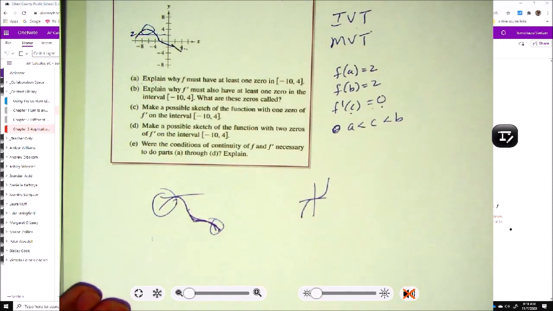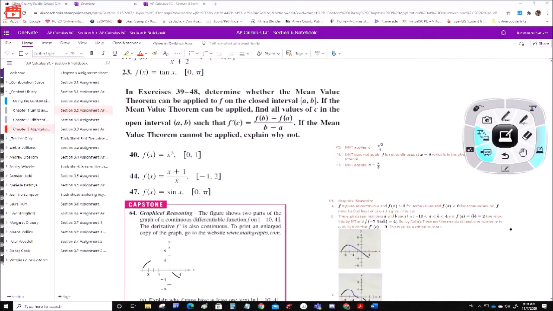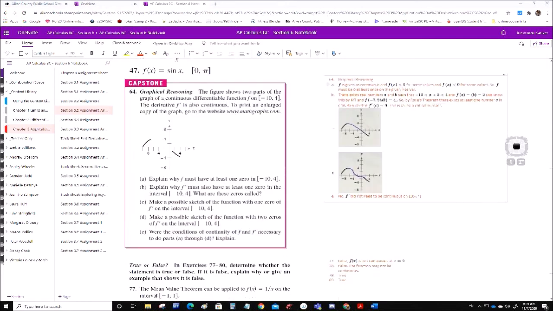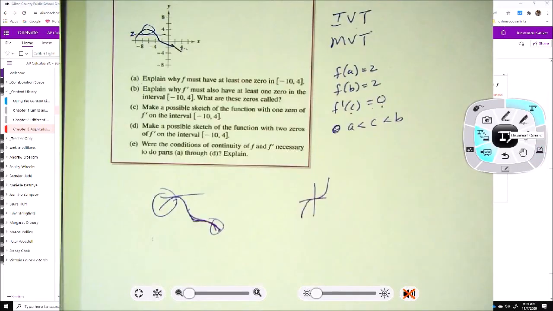All right. That's D. E, were the conditions of continuity of f and f prime necessary to do parts A through D? That's a good question. I don't remember. It says no. Really? All right, were the conditions of continuity of f and f prime necessary to do parts A through D?